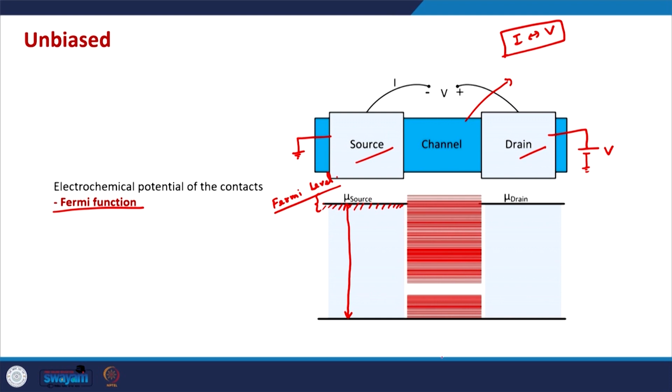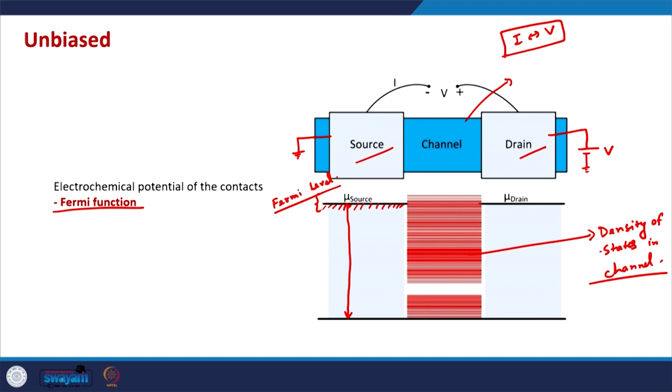So, in order to understand how many electronic states exist in the channel, or how many electrons the channel can contain, we need to understand this idea of density of states in the channel. Okay. So, this is what we are going to discuss from this class onwards.